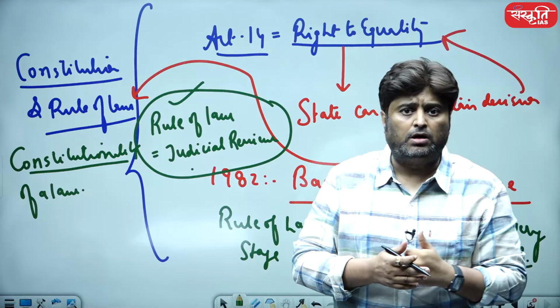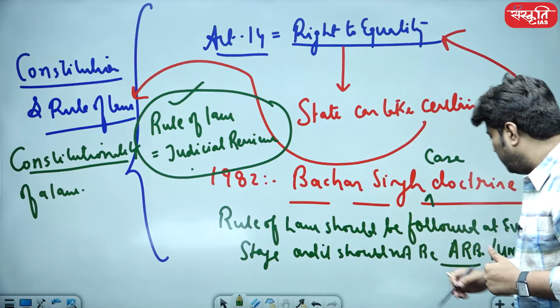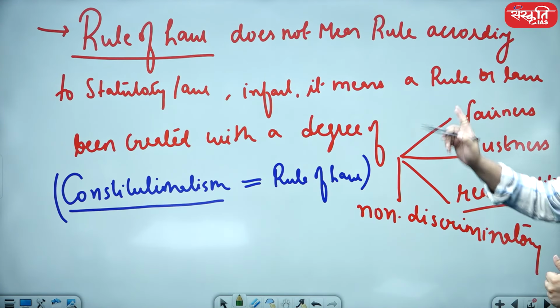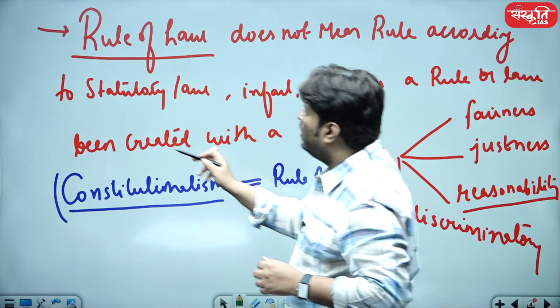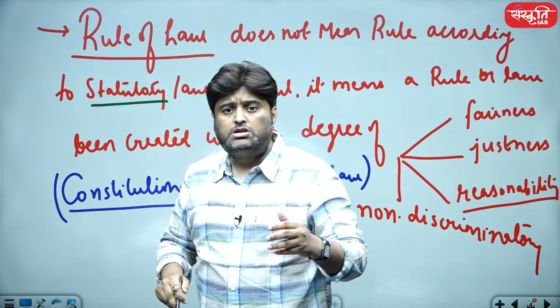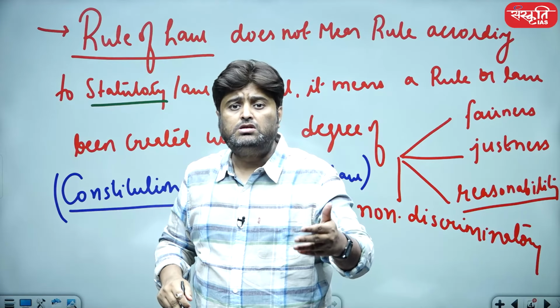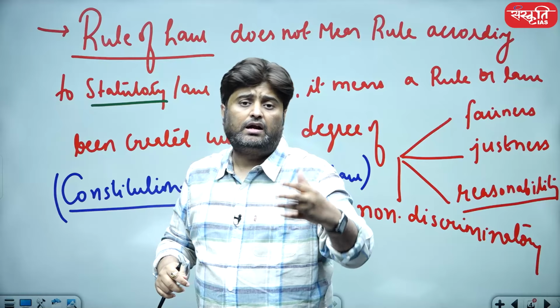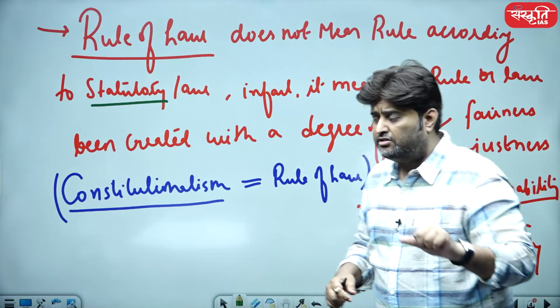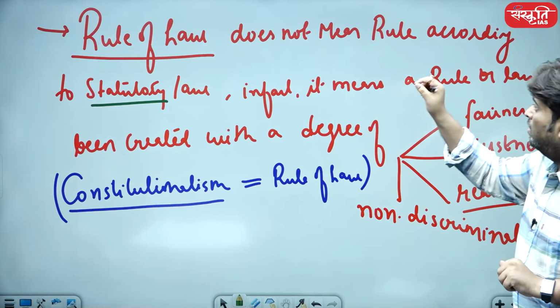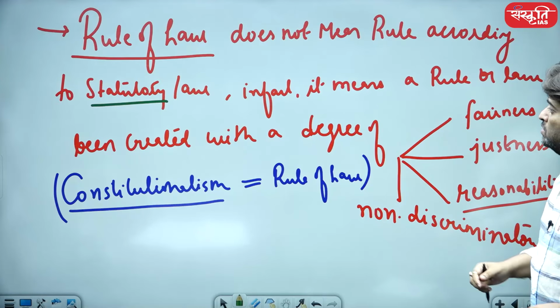और अभी मैंने आपको एक बहुत important line बताई है, उसी का repetition है यहां पर, which is rule of law does not mean rule according to statutory law. Statutory law का मतलब होता है, student, वो law जिसको Parliament ने बनाया है, वो law जिसको executive implement कर रहा है, Parliament या legislature ने बनाया है. Statute, law made by a legislature. So rule of law does not mean rule according to statutory law.